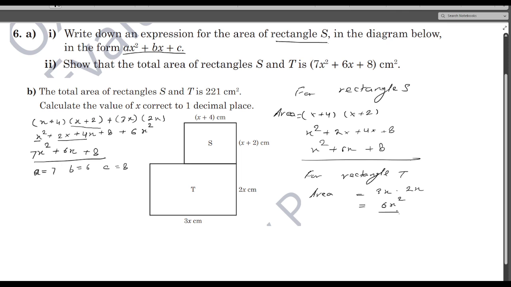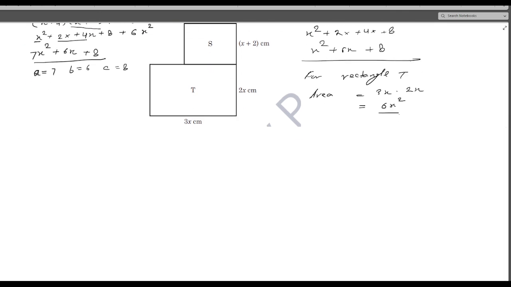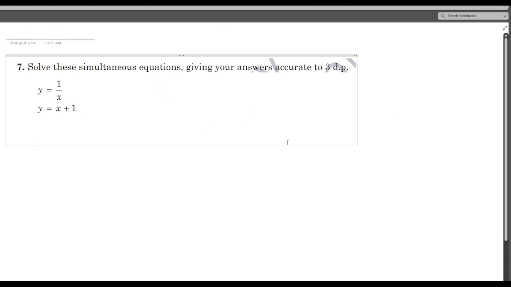And then I will do part B, which is show that total area of rectangle S and T is 7x square plus 6x plus 8. So we will add both these things. Question number 7, y is equals to 1 upon x and y is equals to x plus 1. We have to solve simultaneously up to 3 decimal places.